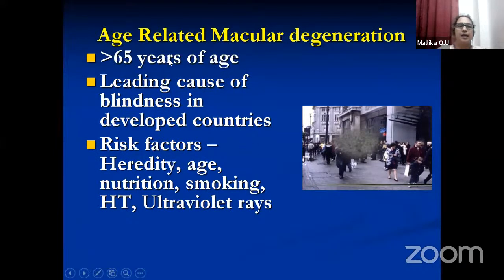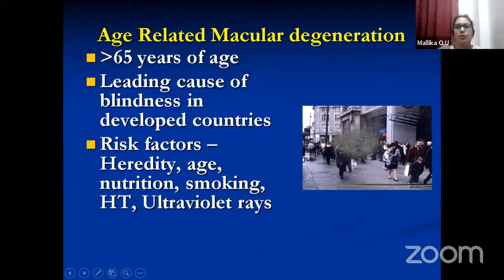So this is another important cause for blindness in old age. From the name itself, it is age-related macular degeneration. It occurs in people more than 65 years of age. As age advances, the chance of getting age-related macular degeneration also increases. It is one of the leading causes of blindness in developed countries. Why developed countries? Because the life expectancy in developed countries is much more than in underdeveloped or developing countries.